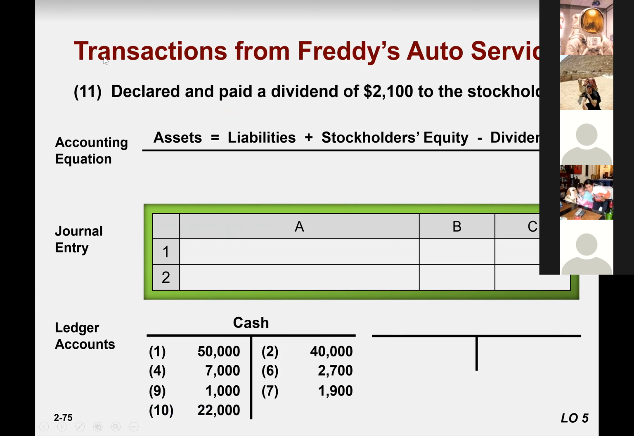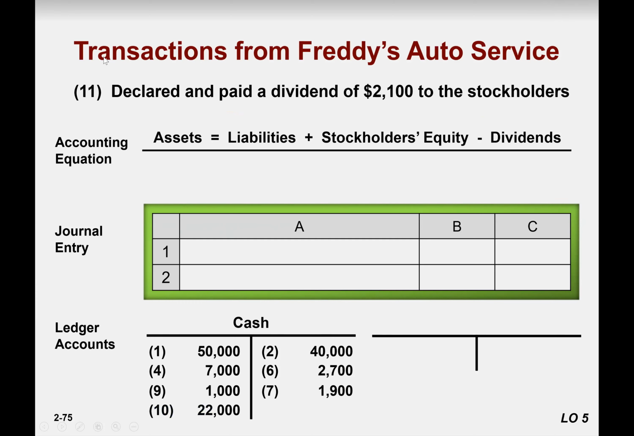The 11th one is: declare and pay a dividend of 2,100 to the stockholders. What does it mean?